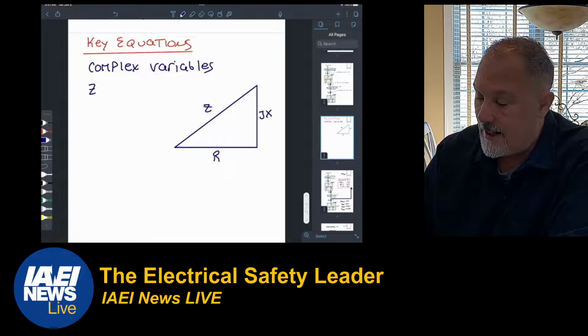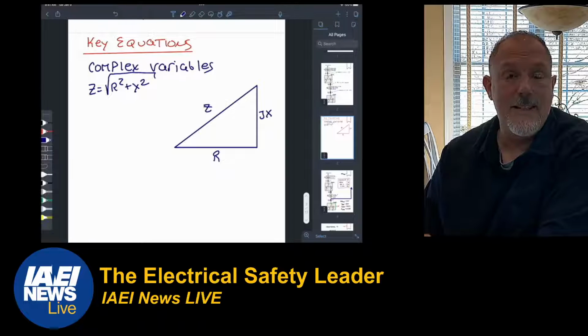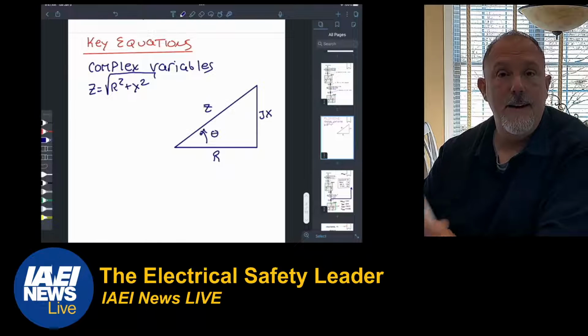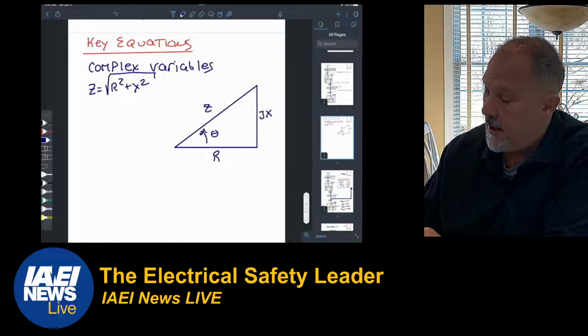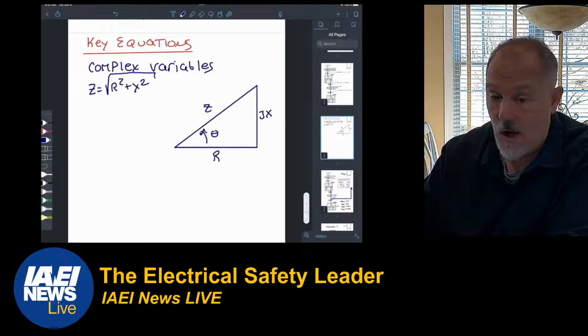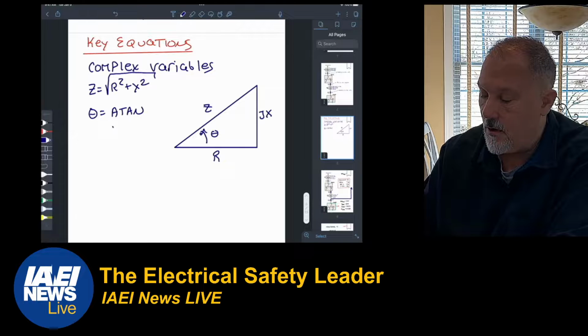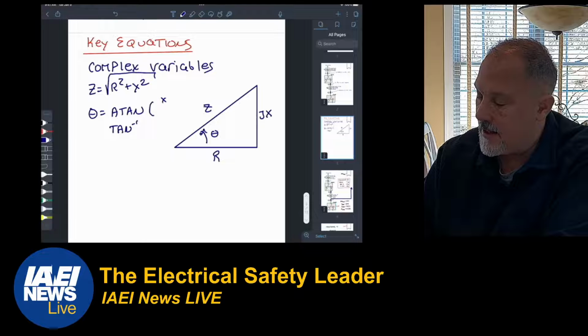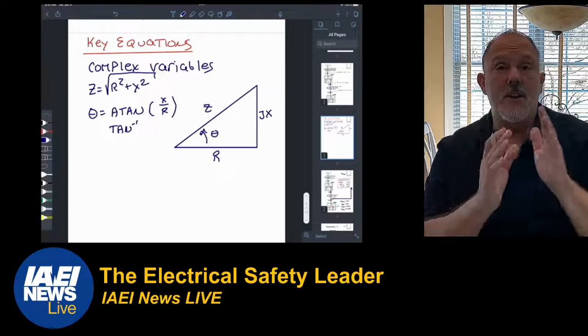So our basic equations. Z is equal to the square root of R squared plus X squared. That is Z, the hypotenuse of the triangle. Oh, we forgot an important piece here: theta, that is our power factor angle. Theta equals A tan, or you may have seen it represented as tangent to the -1, of X over R. That gives us our angle.